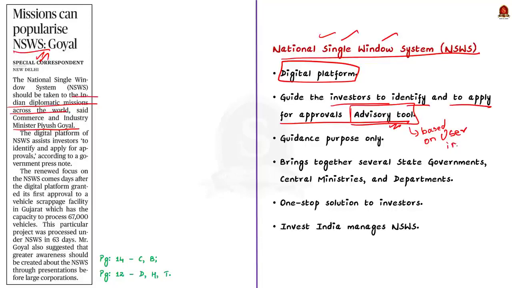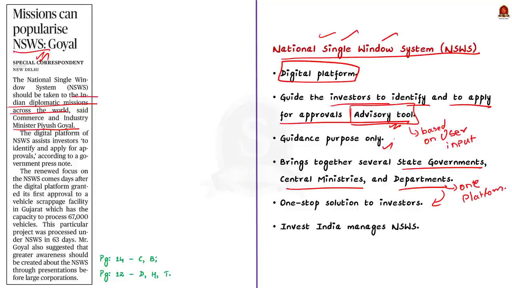The National Single Window System brings together several state governments, central ministries and departments onto one platform. It provides a one-stop solution to investors to apply for approvals and registrations required during the pre-establishment and pre-operation stages of setting up a business in India.